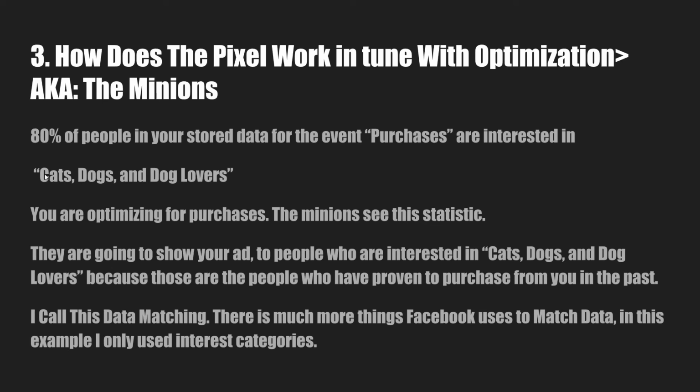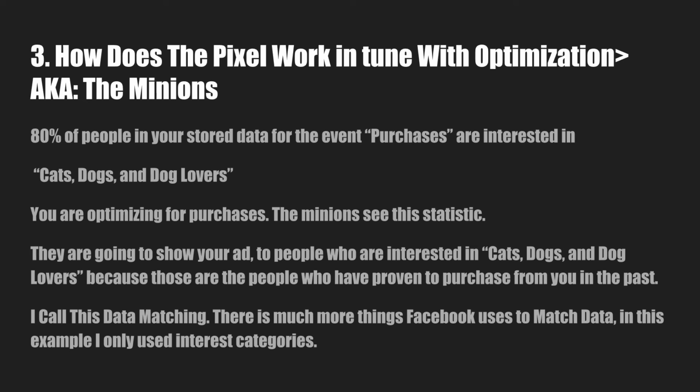And once they find the pattern, which in this example is simple, it's just cats, dogs, and dog lovers, they're going to show your ad to people who are also interested in cats, dogs, and dog lovers, because those are the people who are proven to purchase from you in the past. And in this situation, we are optimizing for purchases. So they're going to look at your stored data and say, okay, 80% of these people are interested in cats, dogs, and dog lovers. Noah just told me to go get him more purchases.